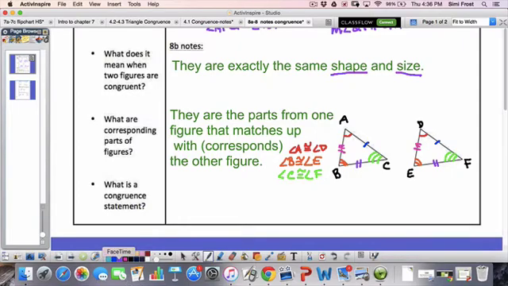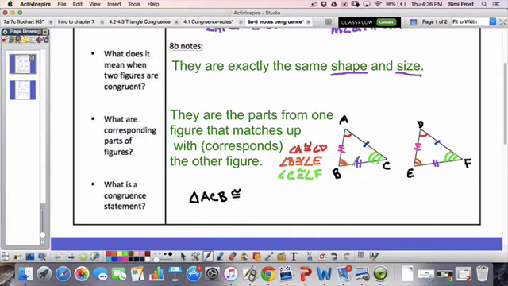Okay, so what is a congruency statement? This is just a statement that's showing that two figures are congruent, but the tricky thing about these is that you have to make sure that you write the angles in order. So let me show you what I mean. If I say triangle ACB is congruent to triangle, the first one you can just write however. It doesn't matter if you call it ACB, BCA, ABC. That doesn't matter. Just go ahead and write it down.